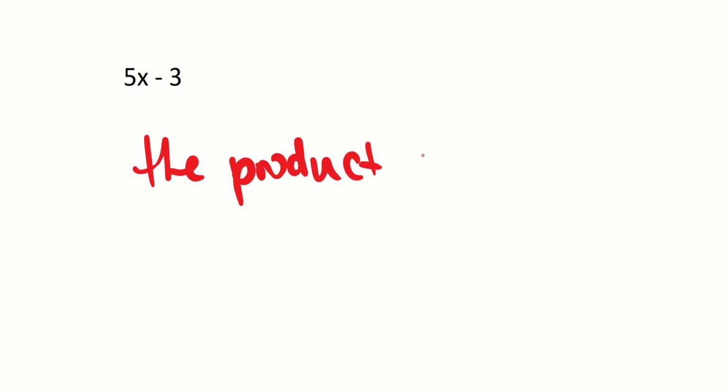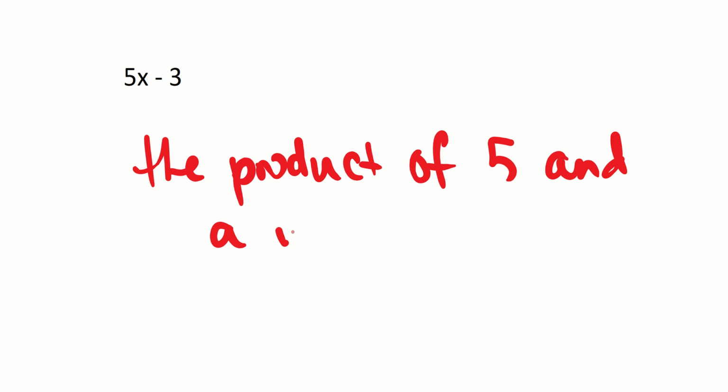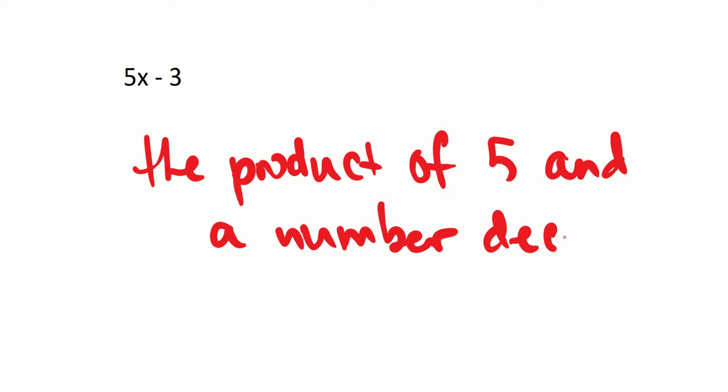If we start with the algebra and translate to words, I can say the product of 5 and a number, and I'll use the phrase decreased by 3 because then I don't have to change the order.